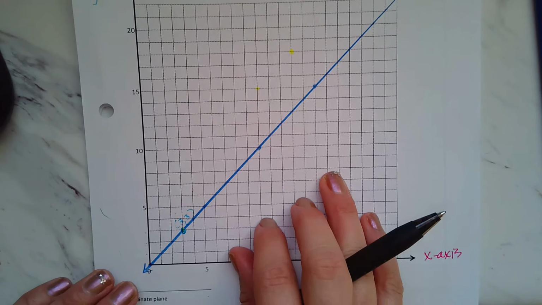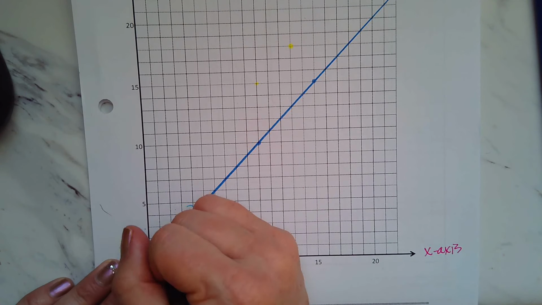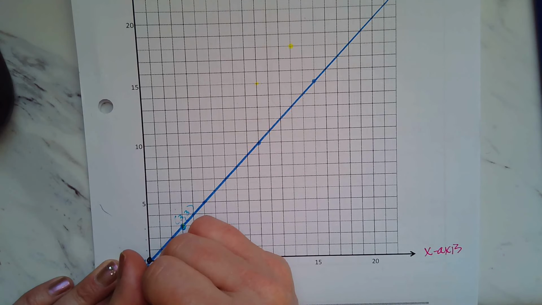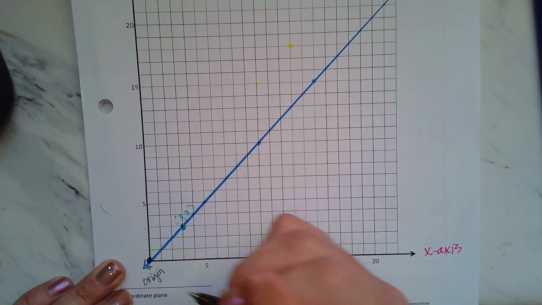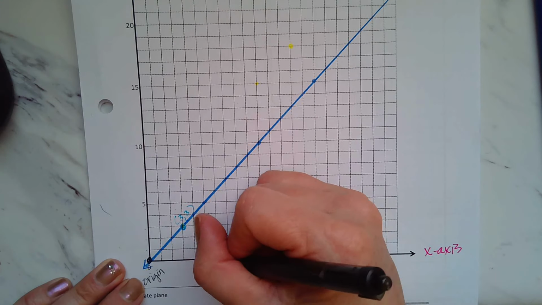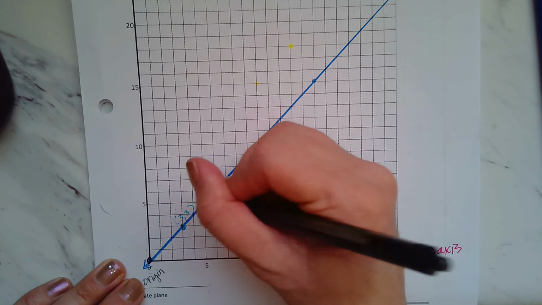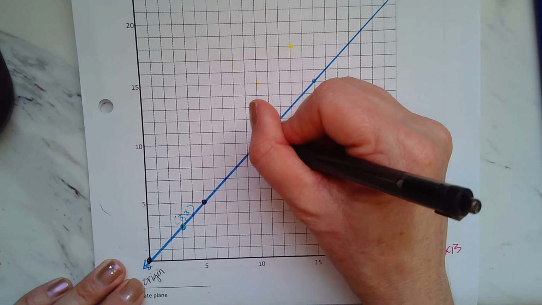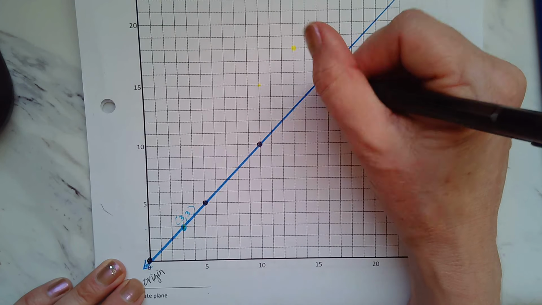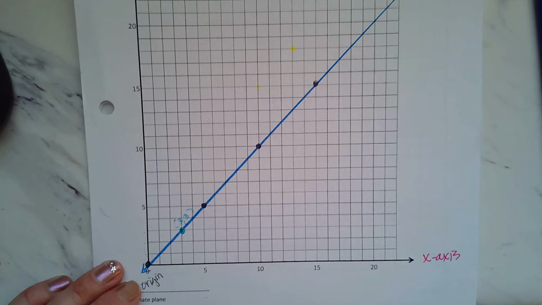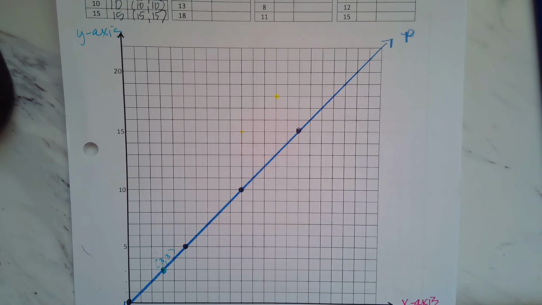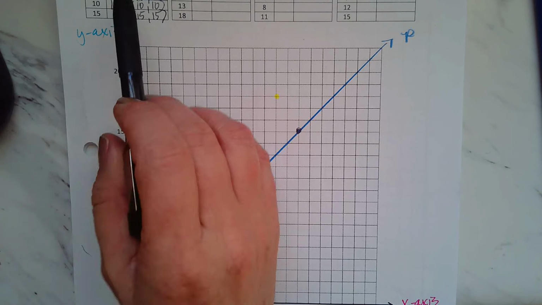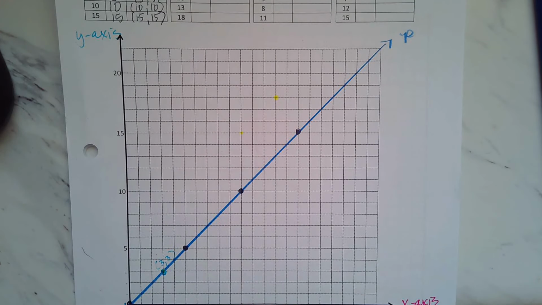Now look, if you actually plot these points, 0, 0 at the origin. Oh, we forgot to label our origin. 0, 0, 5, 5, 10, 10, 15, 15. And that is line P. Can you find another way to name the rule for line P? So y is 0 more than x. What's another way you could say that?